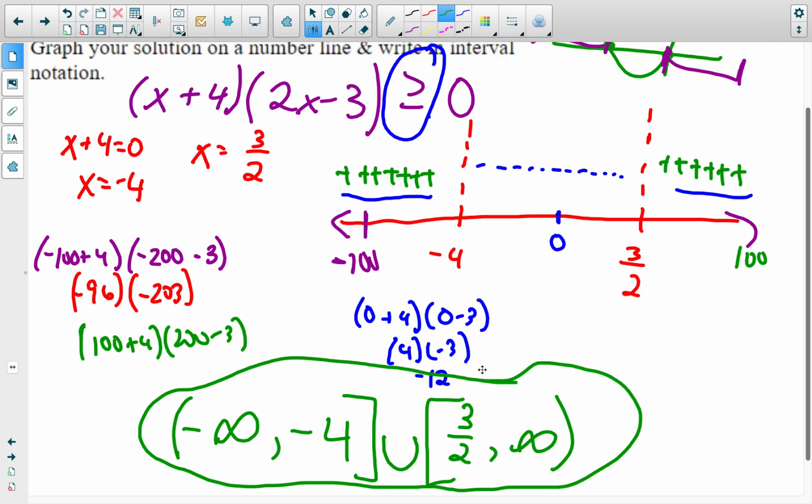All right, so it's quite an involved process. This is not easy. This will take some practice, but your answer is going to be an interval, okay?